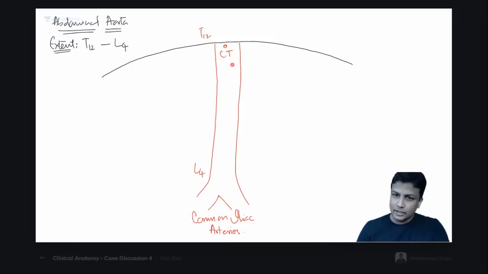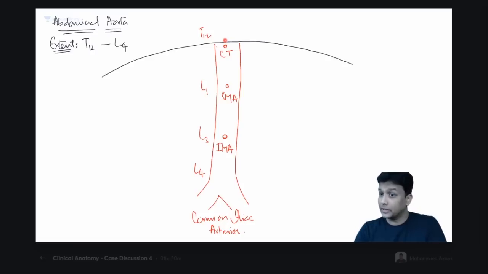After T12, at the level of L1, it will give rise to the superior mesenteric artery. Then leave L2, at the level of L3, be very careful here, it's not L2, it's L3, it will give the inferior mesenteric artery. Now, these levels are also very important. Why? Because in recent exams, they have asked even the levels. Celiac trunk will be at the level of T12. You have to remember the level also.